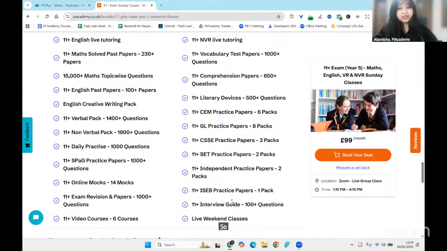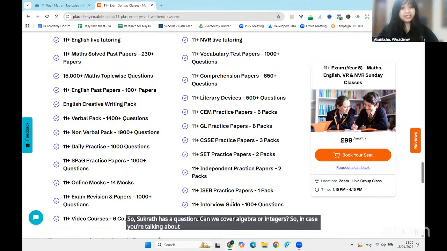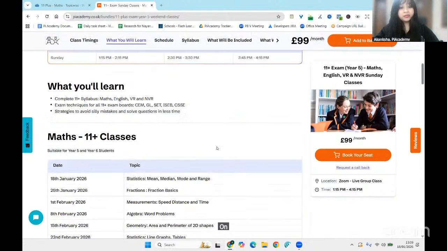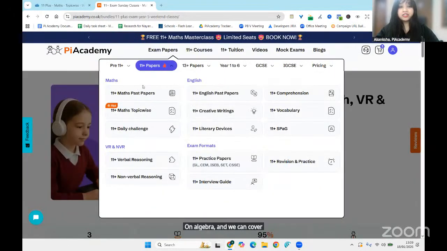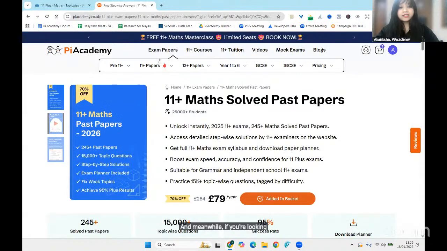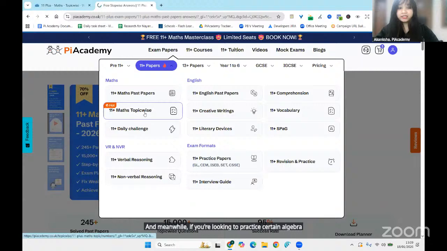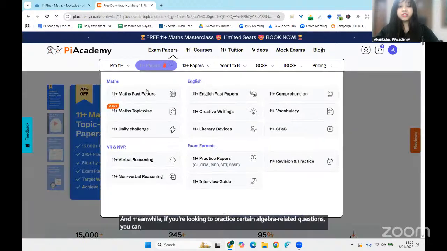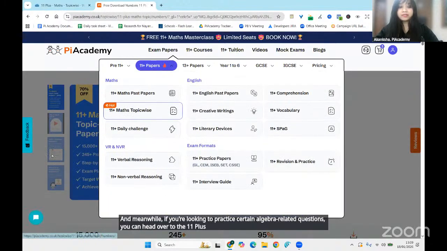So Sukrit has a question. Can we cover algebra or integers? In case you're talking about the masterclass, yes, Sukrit, we can have a masterclass on algebra and we can cover integers related questions. And meanwhile, if you're looking to practice certain algebra related questions, you can head over to the 11 plus maths topic-wise papers here.